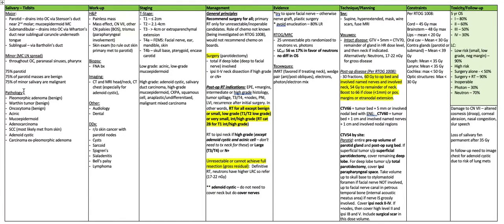Workup: H&P, assess for painless mass, history, mass effect, cranial nerve 7, and other cranial nerve palsies at the base of skull. Trismus would indicate parapharyngeal involvement. Do a skin exam to rule out skin as the primary with metastatic disease to the parotid. Biopsy: do an FNA biopsy. Imaging: CT and MRI head and neck, CT chest, especially for adenoid cystic. Others: do an audiology and dental exam.